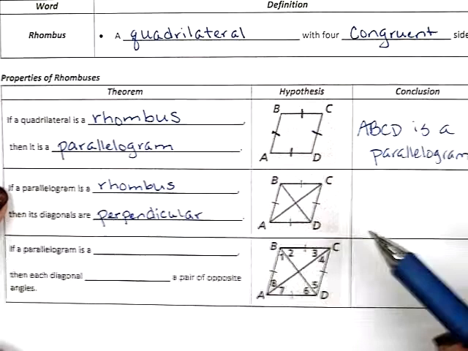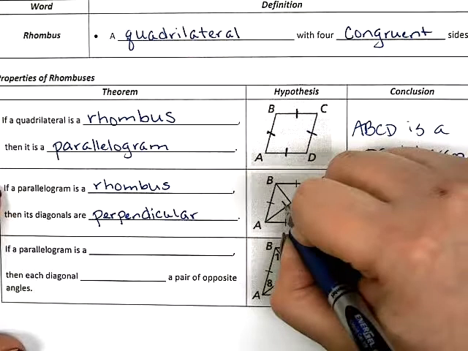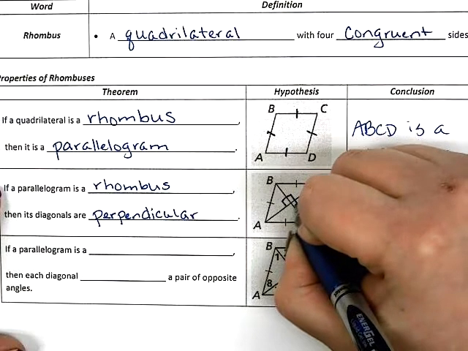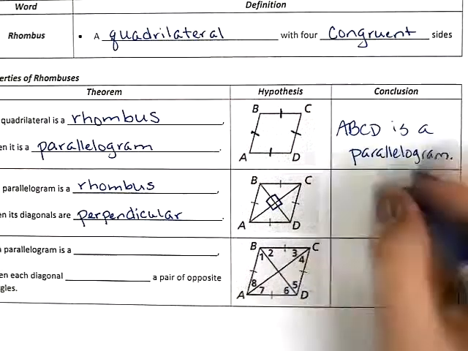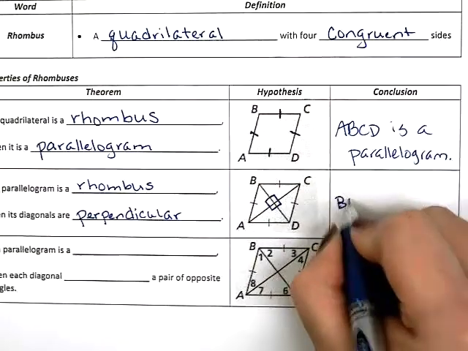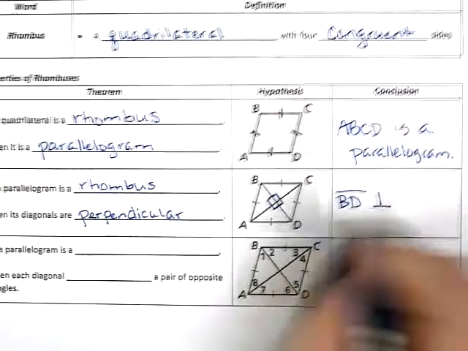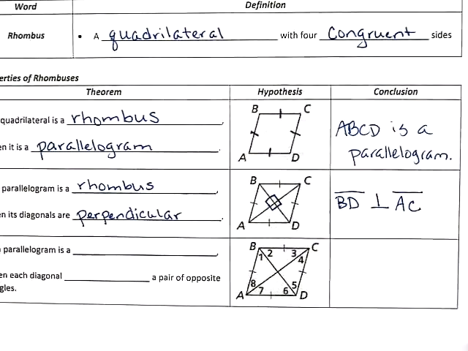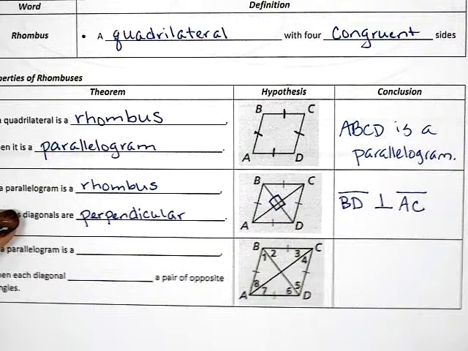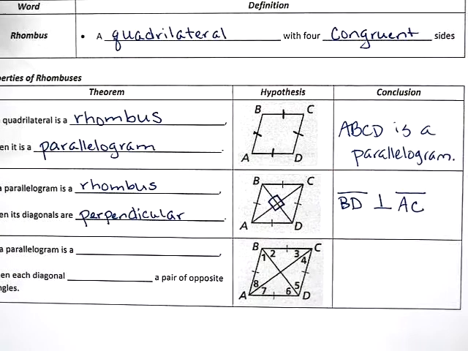Okay, so what that would mean then is that all of these segments are perpendicular, so we can just make a nice box there. So it's going to mean that BD, one of the diagonals, is perpendicular to AC, the other diagonal. Okay, and again, keep in mind this is only when it's actually a rhombus, just like the diagonals are only congruent if it's a rectangle.